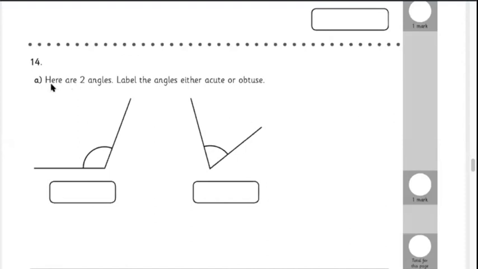Okay. So number 14. Here are 2 angles. Label the angles either acute or obtuse. Now, we did lots of work on angles. We know acute angles are nice and small because they are less than 90. So this angle is less than 90. This angle is acute. I'm just going to write A because you know what that means. And this angle is O for obtuse. You have to write the whole word. Don't just write O and A. That was nice and simple.